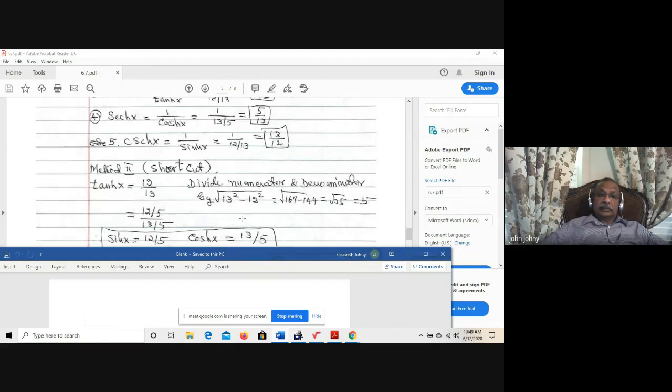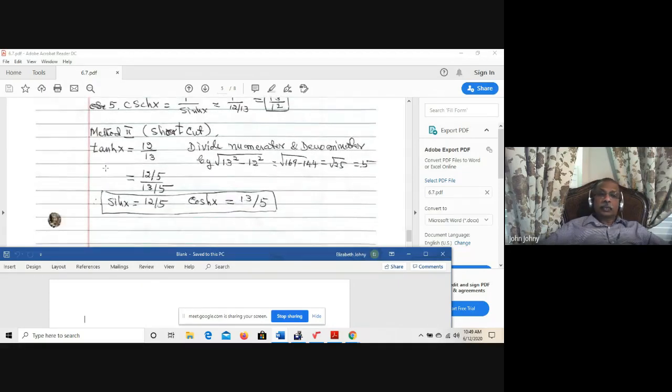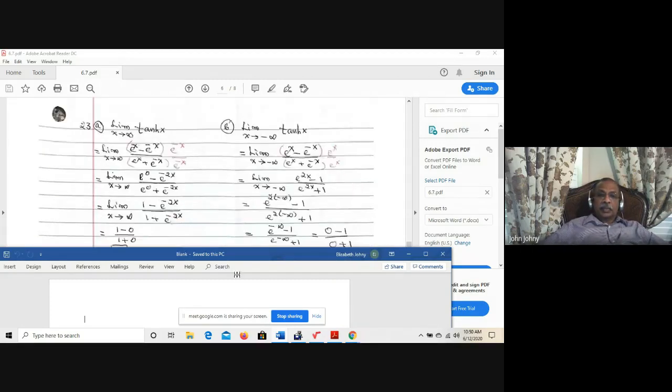Second method, or it's a shortcut. So you are given tanh x is equal to 12 over 13. Now you divide numerator and denominator by square root of 13 squared minus 12 squared. That is denominator squared minus numerator squared. This is square root of 169 minus 144, square root of 25, that is 5. So you multiply numerator and denominator by 5. You get 12 over 5 divided by 13 over 5. Therefore, sinh x is 12 over 5, cosh x is 13 over 5. So this is the easiest way. Then you find the other functions. Now, next.